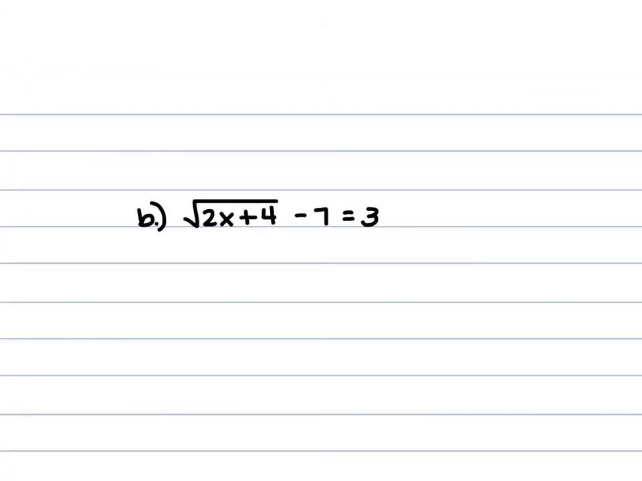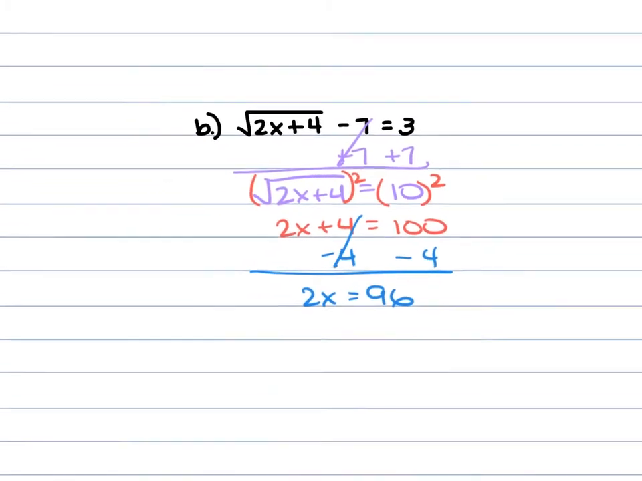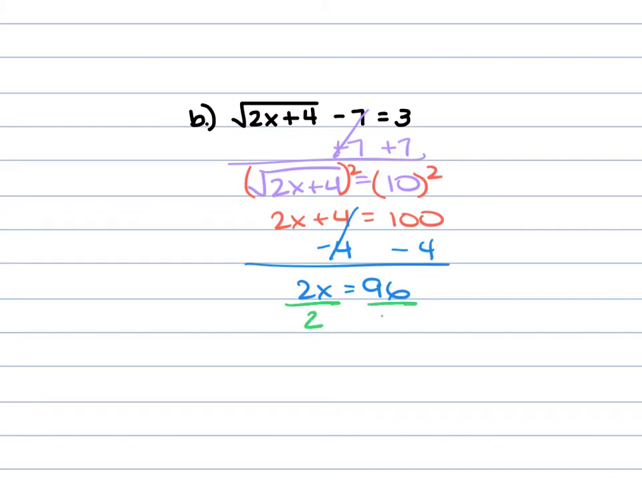For b, we have the square root of 2x plus 4, minus 7, is equal to 3. So we're going to add that 7 to both sides. We get the square root of 2x plus 4 is equal to 10. We square both sides. So 2x plus 4 is equal to 100. We're going to subtract the 4 from each side. We have 2x is equal to 96. And then we divide each side by 2, and get that x is equal to 48.